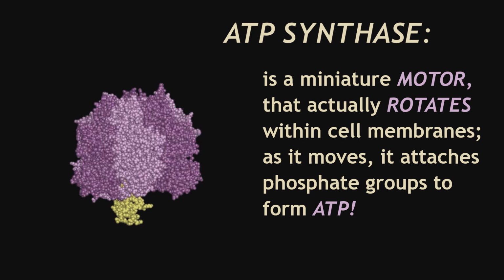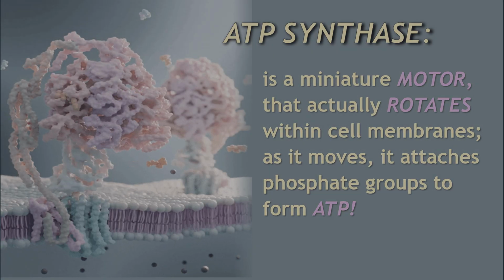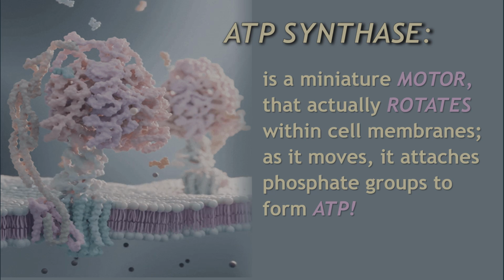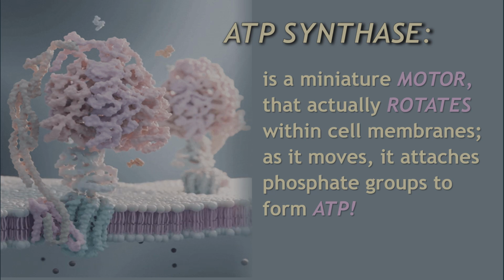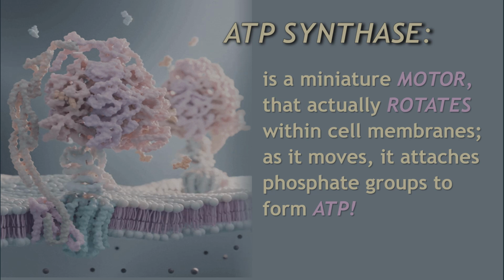And this miniature motor actually rotates within cell membranes. As it moves, it attaches phosphate groups to form ATP. Here in the animation, you can see pink things coming out and blue things going in. The blue things represent ADP. The pink things coming out represent ATP.